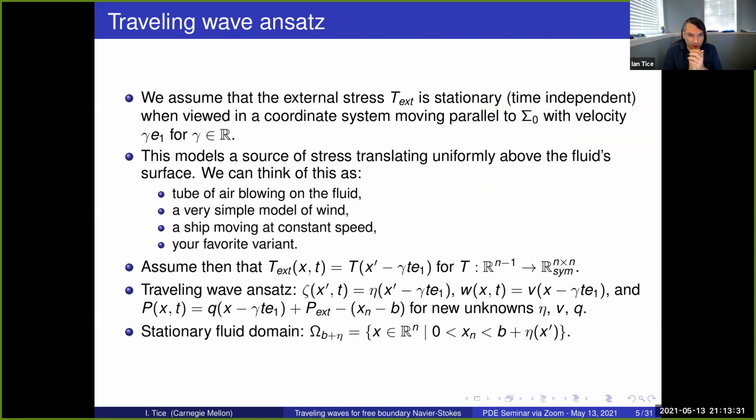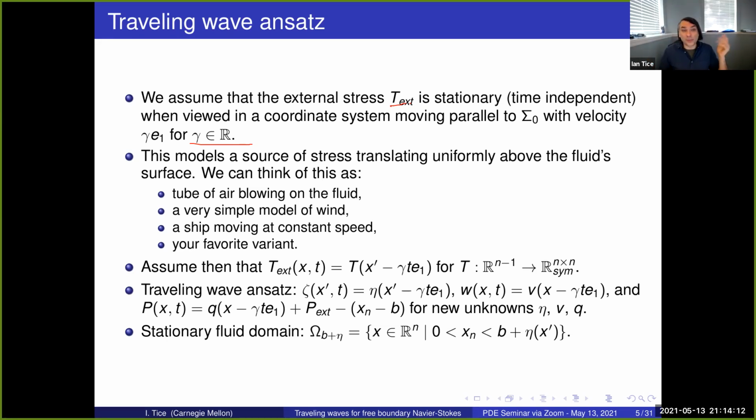This is a talk about traveling waves, so let's talk about those. We're going to assume that the external stress, T external, is stationary, meaning time independent, when it is viewed in a coordinate system that's moving parallel to the lower boundary of the fluid. And we're going to assume that it's moving with velocity gamma times E1, where gamma is just some scalar parameter, the speed of the motion. Now, we can assume without loss of generality that the motion is in the E1 direction by rotating our coordinate system if necessary. We can always just choose the coordinates so that the E1 direction is the direction in which this thing is moving.